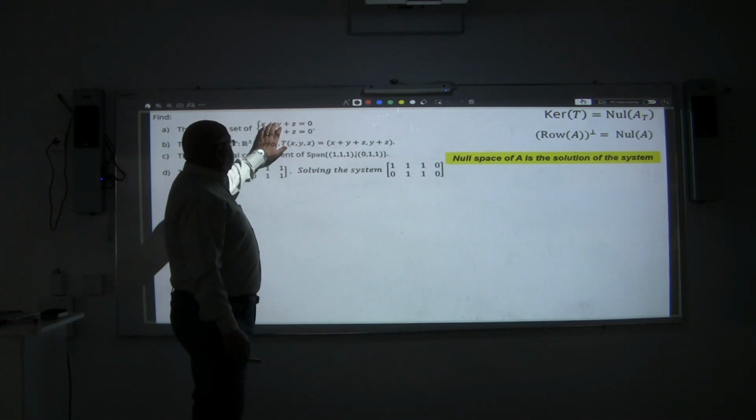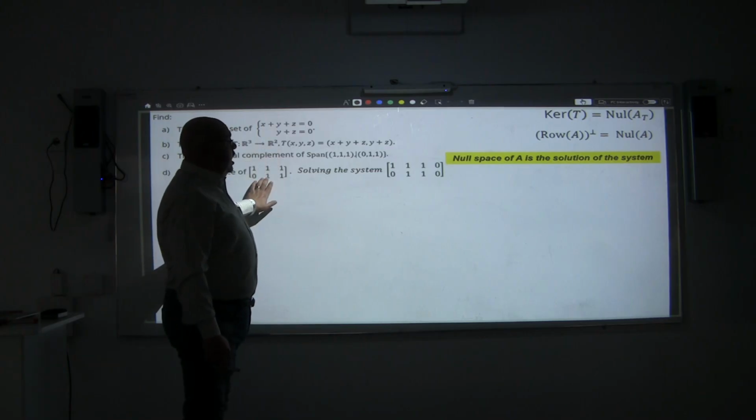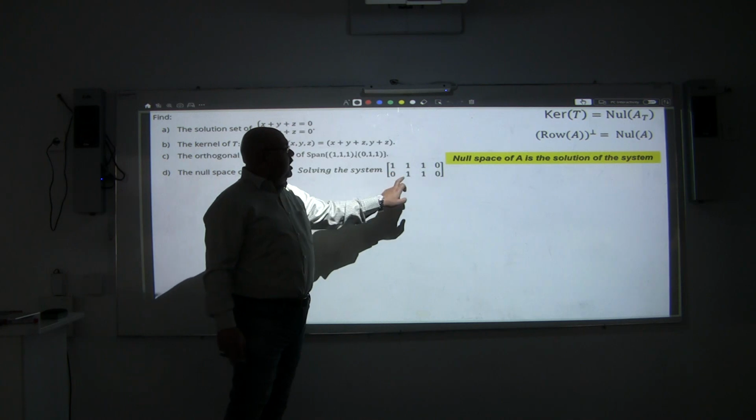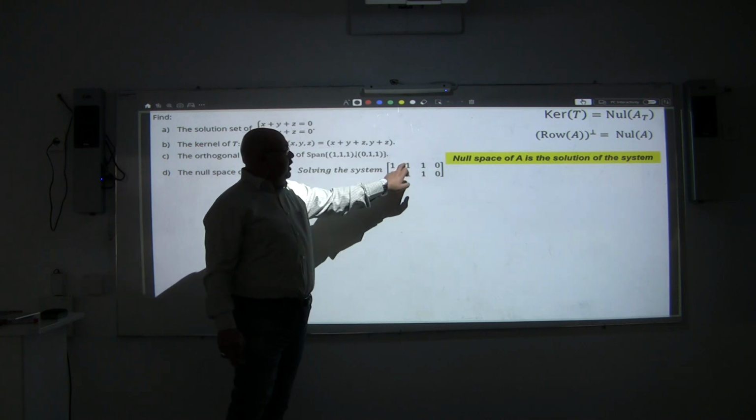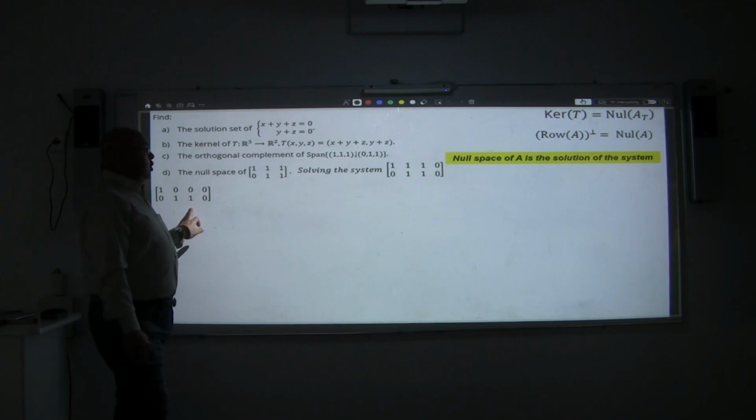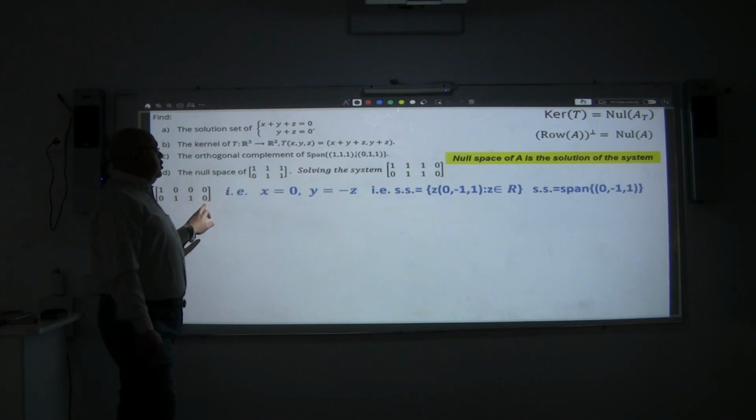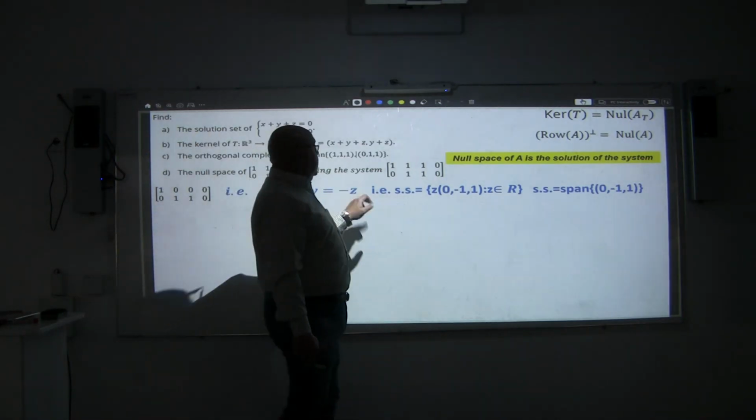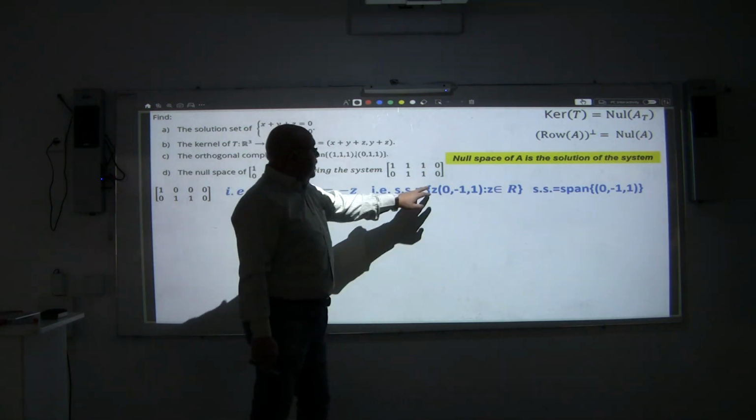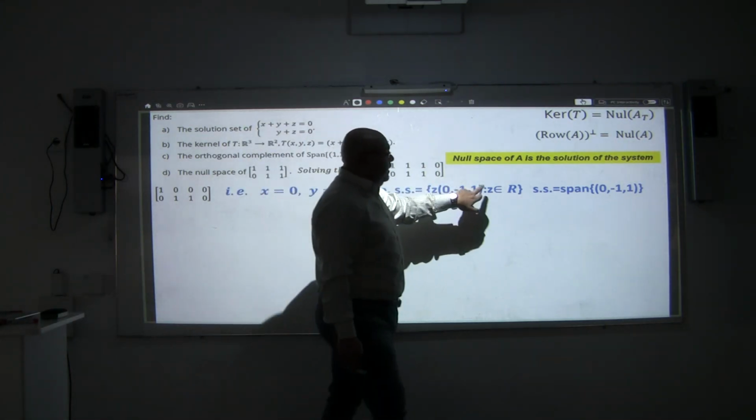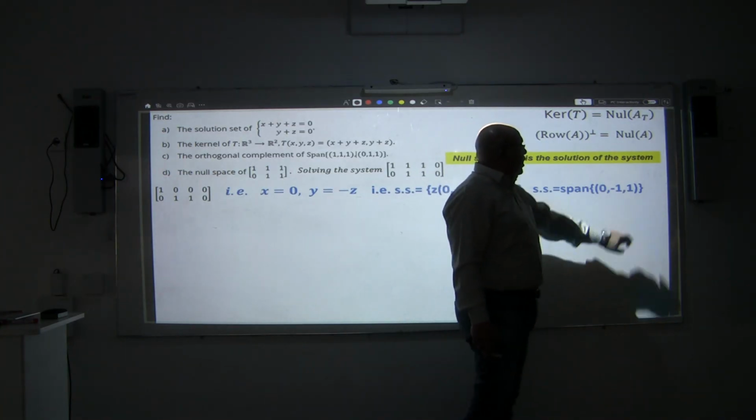So I will get the augmented matrix. I'm solving a homogeneous system. I'll try to put it in reduced echelon form simply by multiplying by -1 and adding to the first row. That's the matrix that you will have, which means x is equal to 0 and y is equal to -z, as you can see. So the solution set is taking x as 0, replacing y by -z, and z. So simply the span will be 0, -1 and 1.